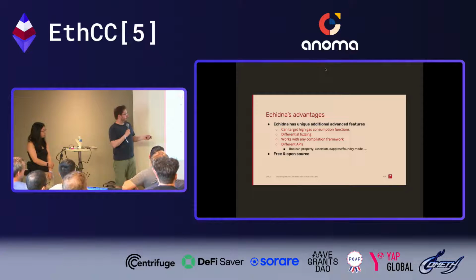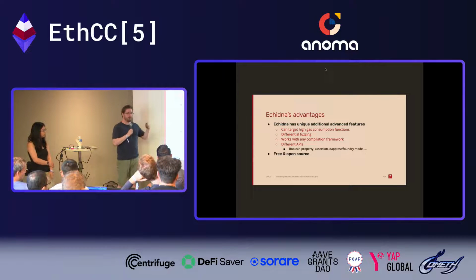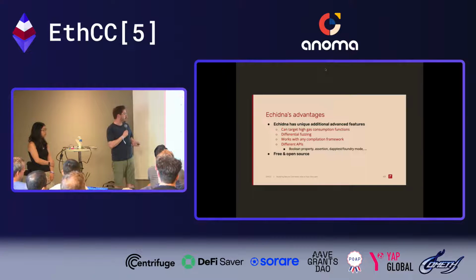We have different APIs. In the examples, we saw a couple using the Boolean property, where you define a property and the function should return a Boolean, or assertions, where you define them with an assert. Or there is another mode for use with DAPP test and Foundry, which is slightly different, but more or less the same idea. Again, it's free and open source, so you can just use it and there is no limitation.